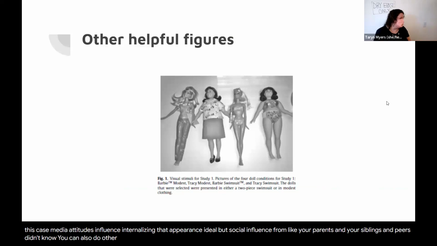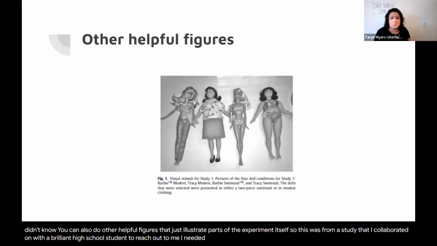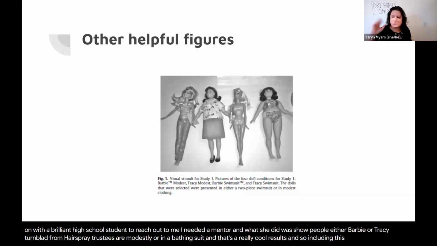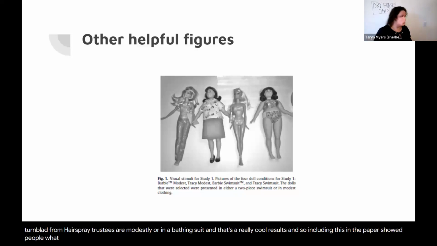You can also have other helpful figures that just illustrate parts of the experiment itself. So this was from a study that I collaborated on with a brilliant high school student who reached out to me and needed a mentor. And what she did was show people either Barbie or Tracy Turnblad from Hairspray dressed either modestly or in a bathing suit. And found some really cool results. And so including this in the paper showed people what the dolls actually look like.